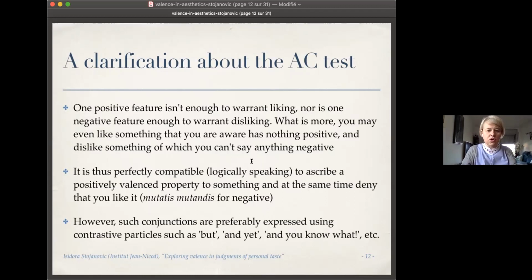is use contrastive particles, namely things like but, yet, however, and things of that sort. So you might, of course, say, this painting is beautiful, but I don't like it. Now this becomes perfectly felicitous. And why is it felicitous? Because this contrast between beautiful being positive and denying that you have a positive attitude is something that you recognize and you mark it.